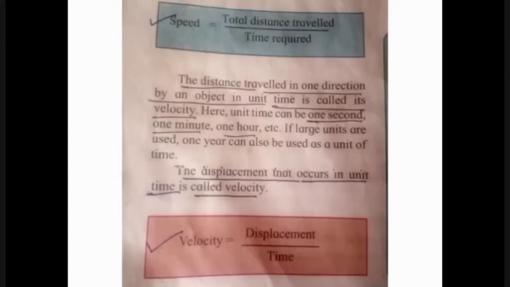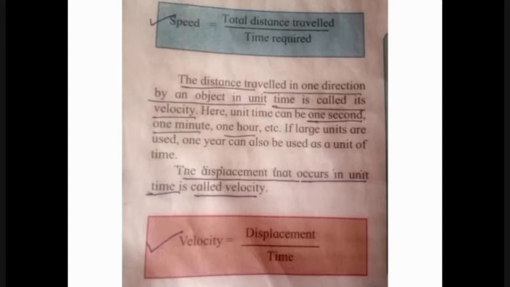So friends, speed is the total distance traveled in a given time. So whatever the distance traveled and whatever the time required gives you the speed. So the general formula for speed is total distance traveled divided by total time required.